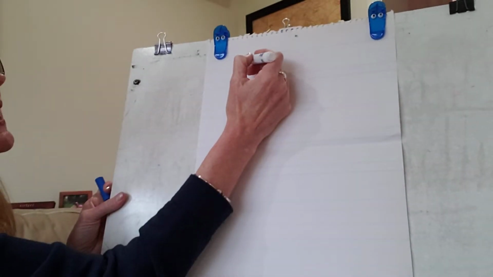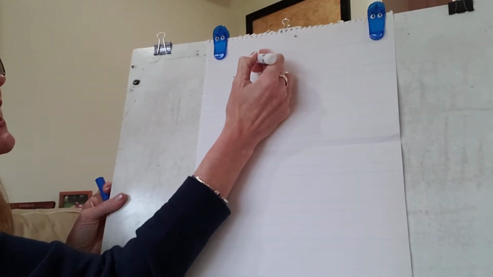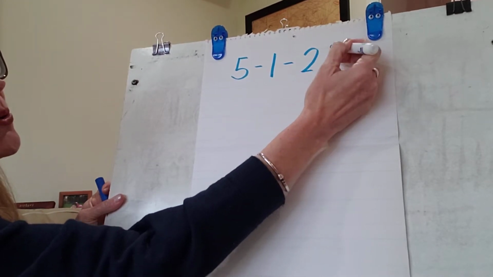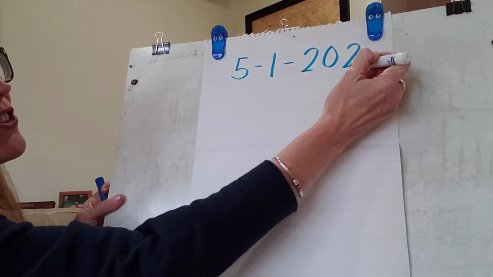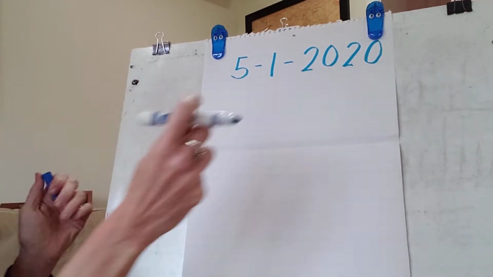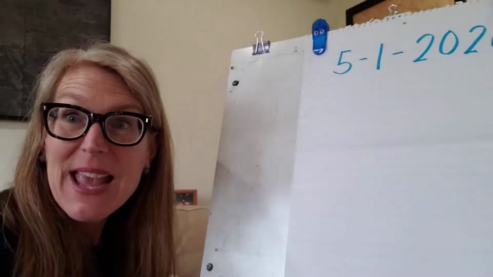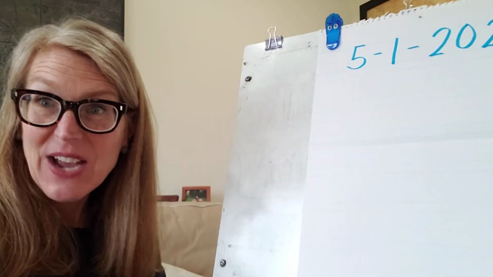All right. Now what we're going to do is I'm going to ask you to go into your copybooks. You know how to do this. At the top of your page, I'm going to turn so you can see my paper. We're going to write 5-1-2020. It is May 1st, so that's why we're writing 5-1, right?